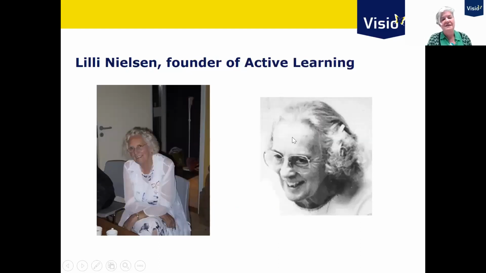So this is Lily Nielsen, and she is the founder of Active Learning. She developed Active Learning in the 90s. She was a sister of a blind brother, and as an occupational therapist and later as a psychologist, she wrote about her experiences in daily practice. She worked with visually and mentally disabled children in Denmark. And piece by piece, she described her experiences, and so Active Learning was born.